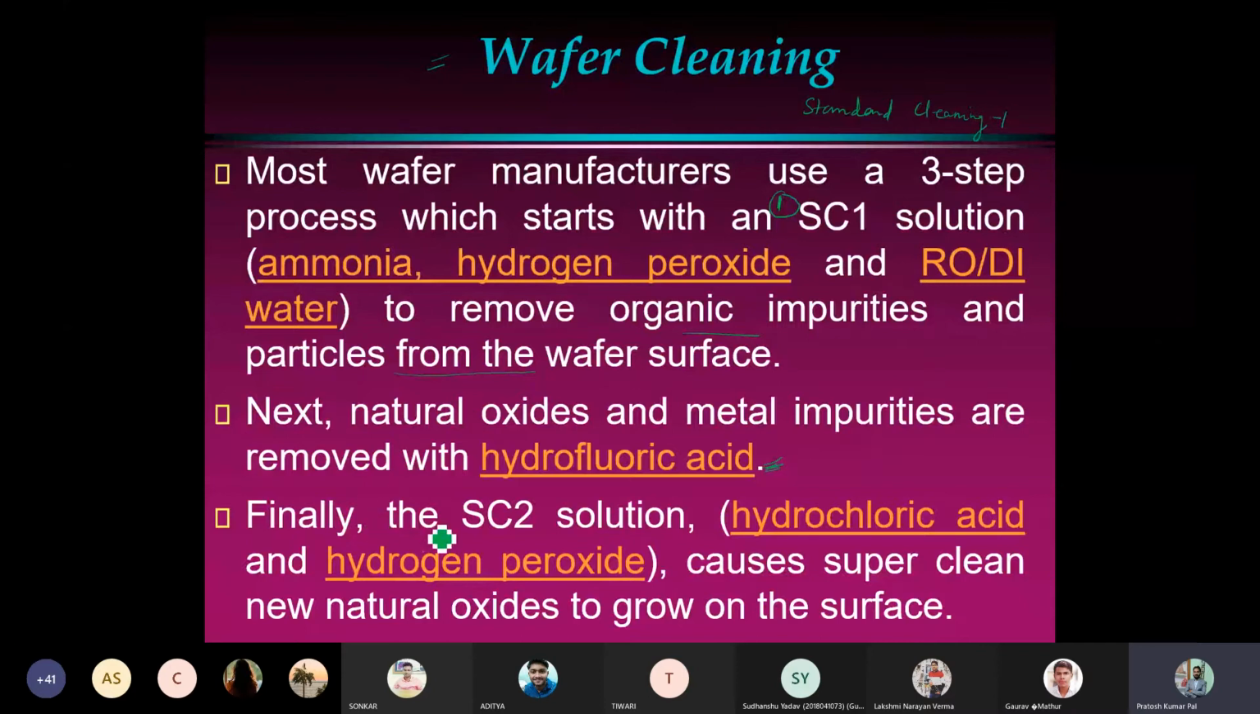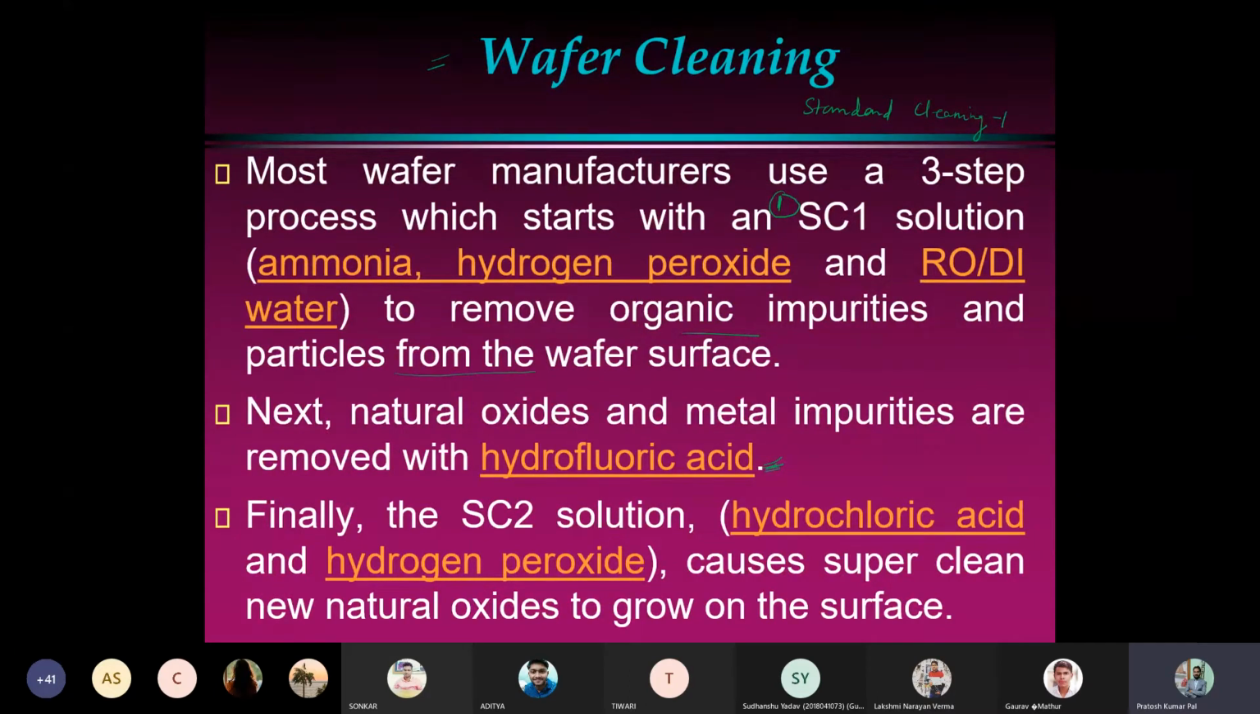The third step, that is the final step, is SC2 solution. Similar to SC1 solution, that is standard cleaning 1 solution, this is standard cleaning 2 solution. It consists of hydrochloric acid and hydrogen peroxide. So hydrochloric acid and hydrogen peroxide combined will be used as SC2 solution, and that will cause the super clean of new natural oxides to grow on the surface. So it will be the final step of cleaning, or we call it a super cleaning.